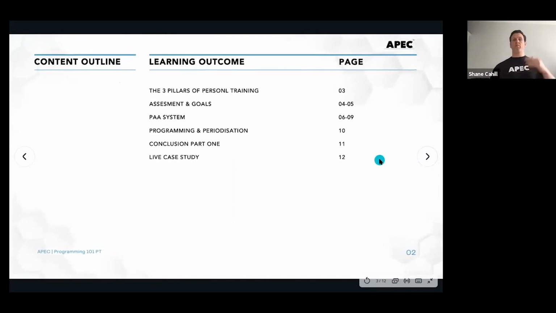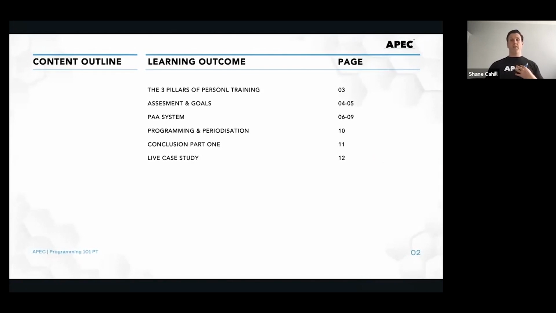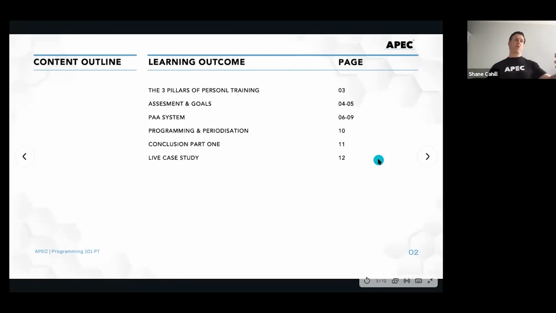Okay, so the presentation format will run as follows. The first thing we're going to touch on is the 3 pillars of personal training. Then we'll go into assessment and goals, how we structure that. Then we look at the PAA system, which is our system that we've built in APEC that we use with all the people that we work with. We're going to look at programming and periodization.